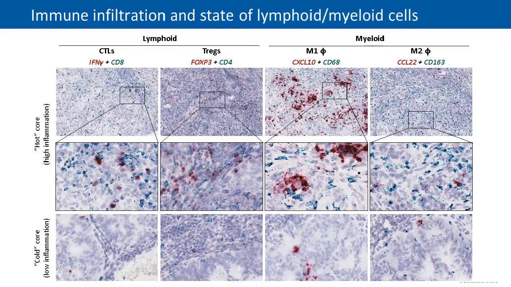Now, the RNAscope assay is also an ideal tool for trying to characterize the immune infiltration in any tissue, since the assay can detect the cellular source of key immune cytokines and chemokines. In order to assess the infiltration of selected lymphoid and myeloid cell populations, here we're showing a lung cancer example, the expression of several key functional markers, such as FOXP3, interferon gamma, the chemokines CXCL10 and CCL22, were evaluated in addition to key cell lineage markers CD4, CD8, CD68, and CD163. In the highly inflamed core shown on the top, we observed abundant infiltration of both lymphoid and myeloid cells, including cytotoxic T lymphocytes, regulatory T cells, M1 macrophages, and alternatively activated M2 macrophages.